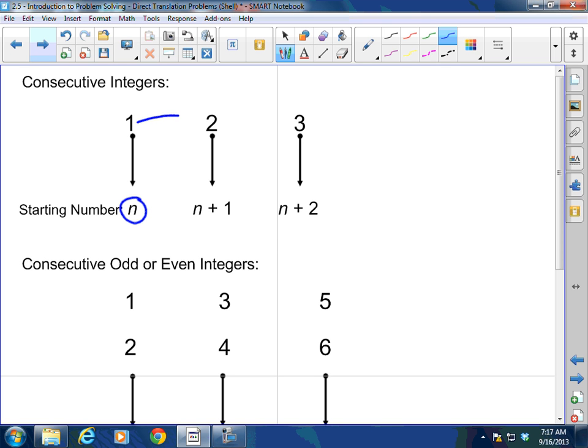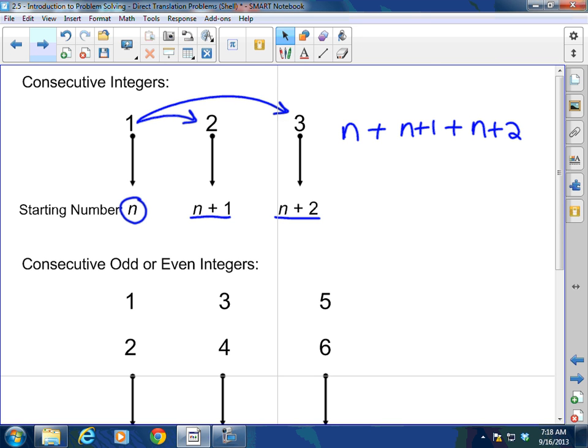How did I get from 1 to 2? I added 1, so n plus 1. How did I get from 1 to 3? I added 2, so n plus 2, etc. If I say the sum of 3 consecutive integers is 15, your first integer plus your second integer plus your third integer, etc. So you're always adding one number more to n for consecutive integers.